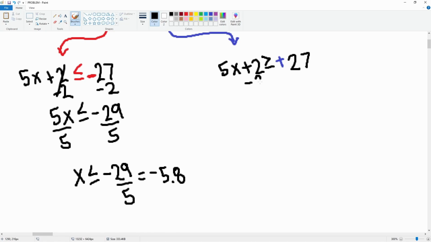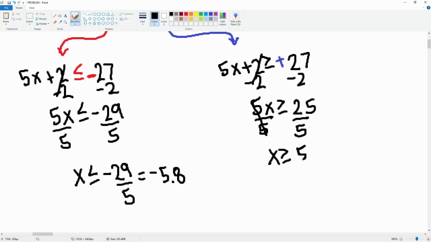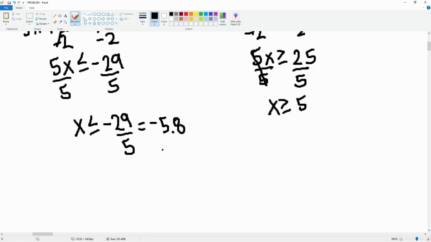Let's do this one. Subtract 2 from both sides. This cancels, leaving us with 5x is greater than or equal to 25. Divide by 5, divide by 5, this cancels, x is greater than or equal to 5. Okay, this allows us to set up the number line.